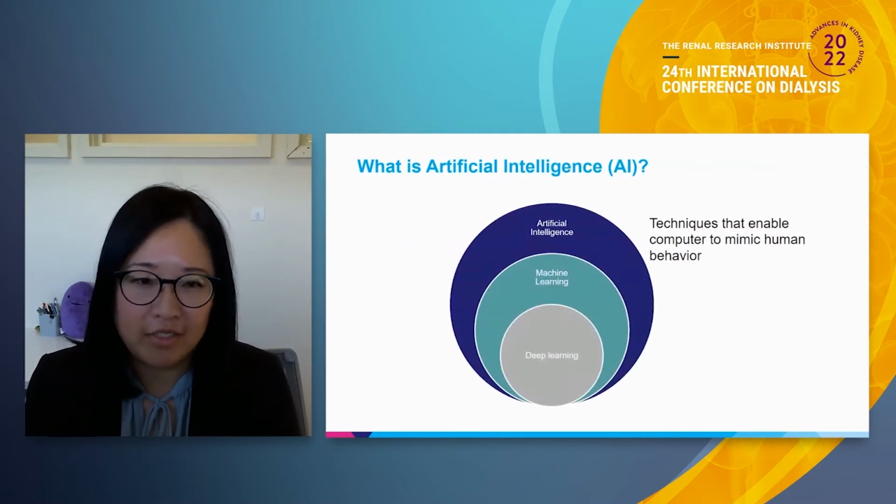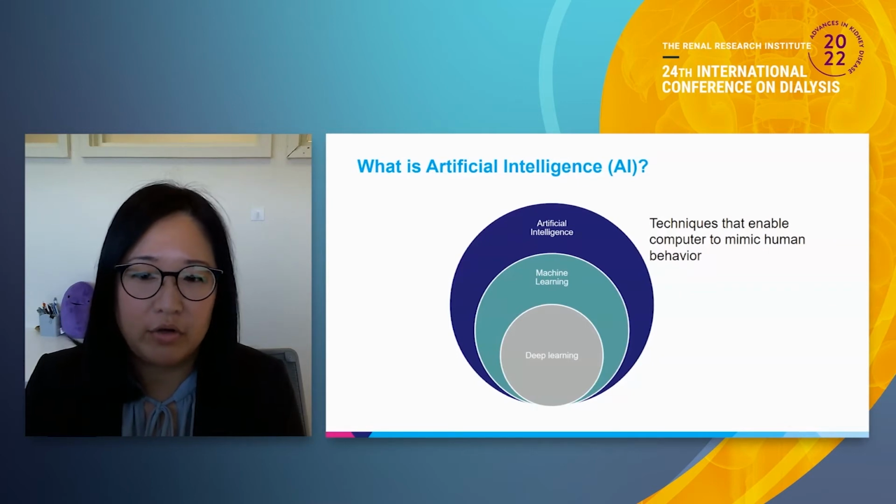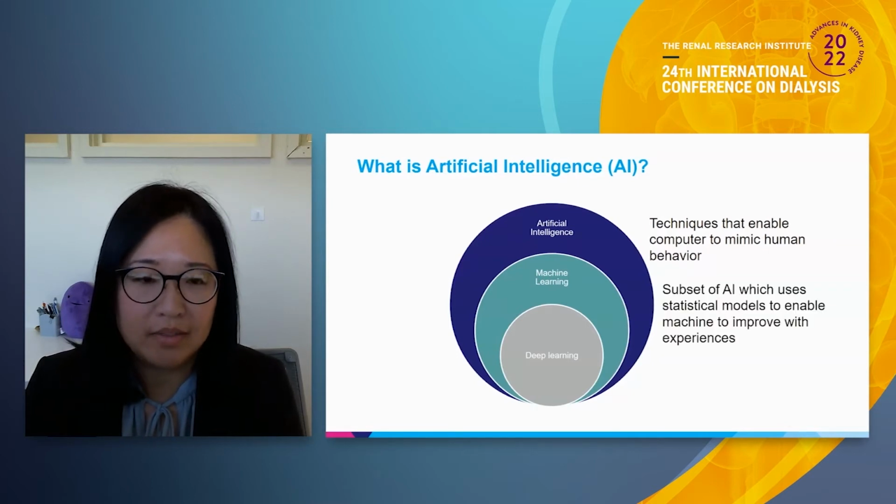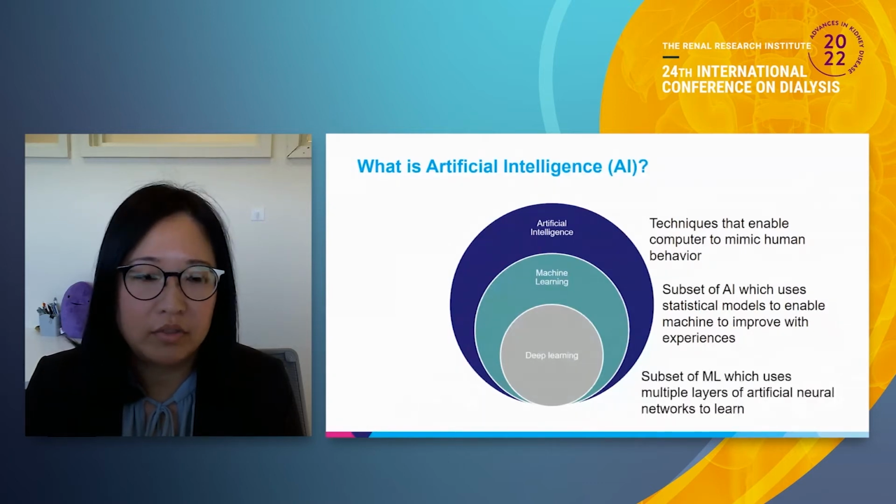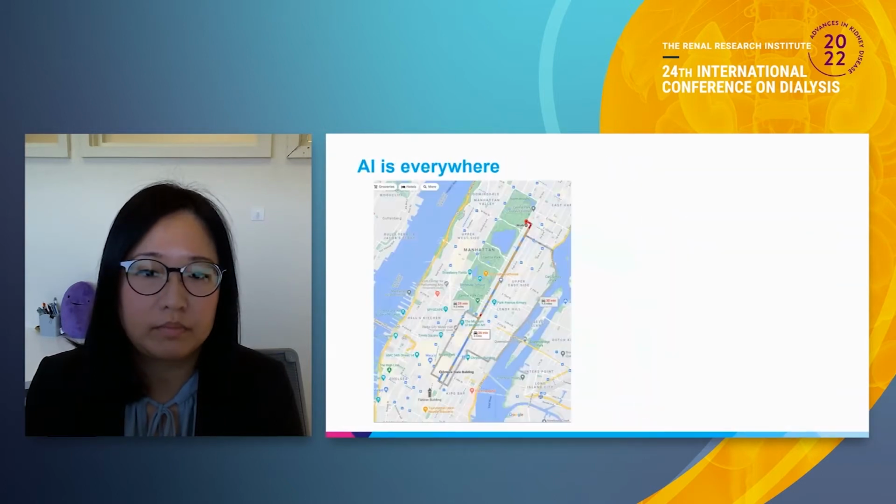It is the overarching technique that enables a computer to mimic human behavior. Machine learning, which we often hear more about, is a subset of artificial intelligence, where you take massive amounts of data and find patterns which are used to classify the data or to generate predictions from the data. There's also deep learning, which is another subset of machine learning, which uses artificial neural networks to learn patterns. We'll mostly be talking about machine learning during this talk, since this is what is most commonly used in nephrology.